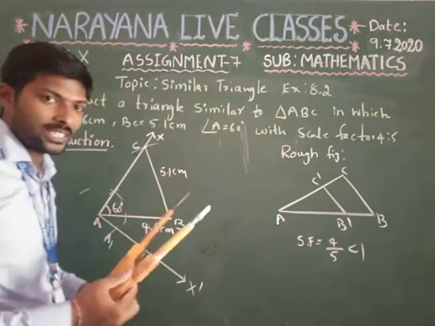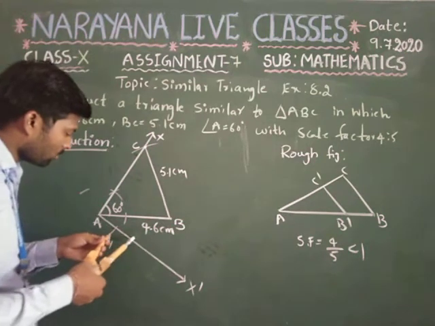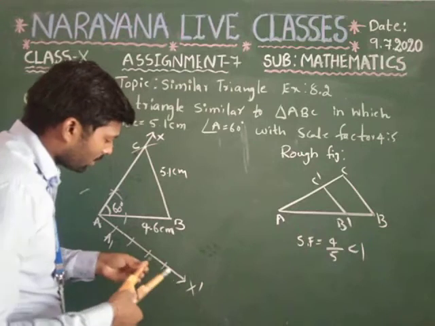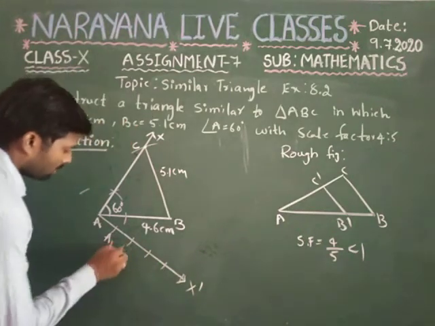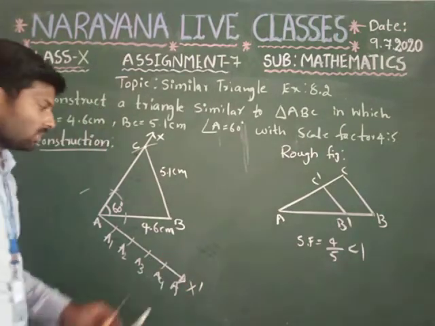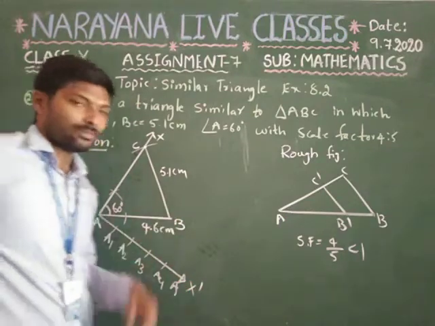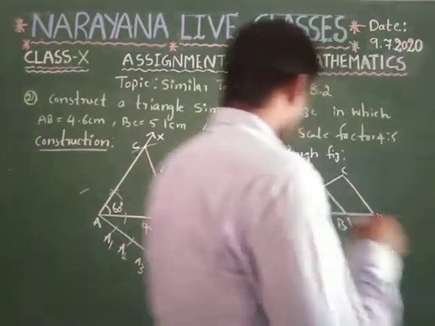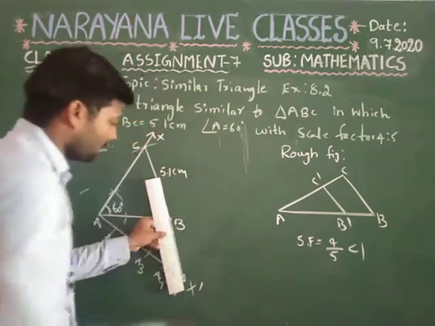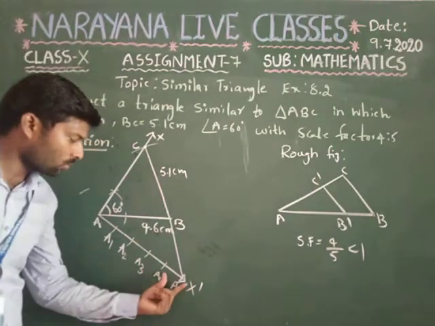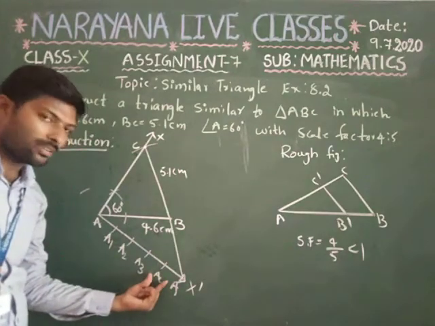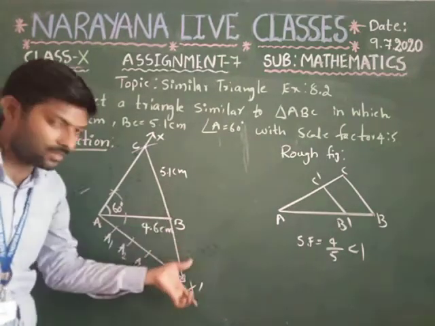Without changing the radius, take A1 as a center and draw one more arc for A2, and then A3, A4 and A5. This point is A5. Now you have to join A5 to B, to form B and X dash. Now you have to draw a line from A4 which is parallel to B X dash.